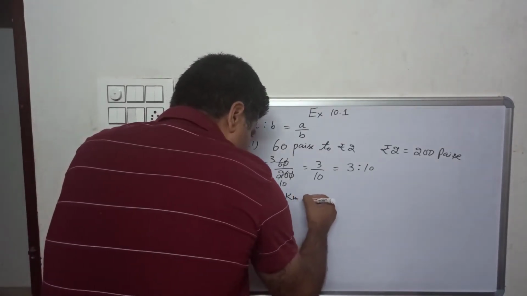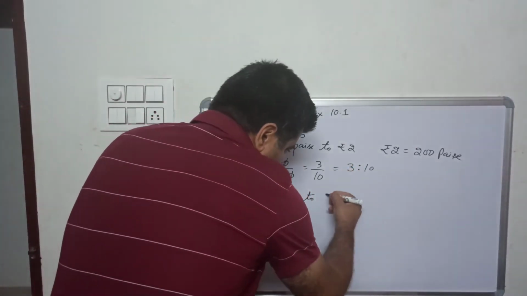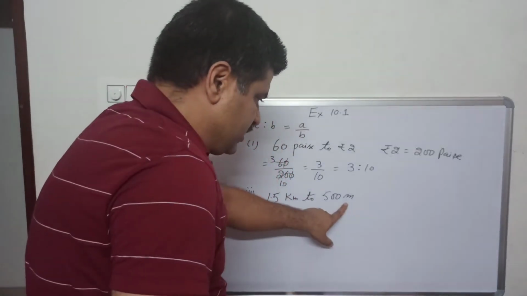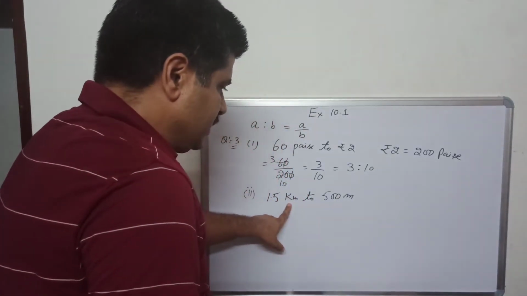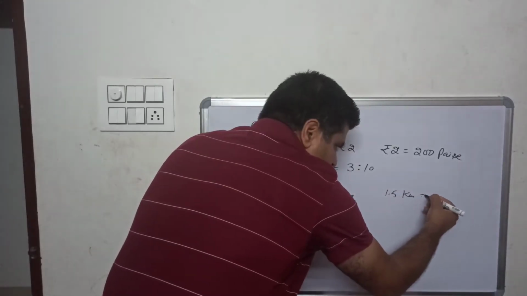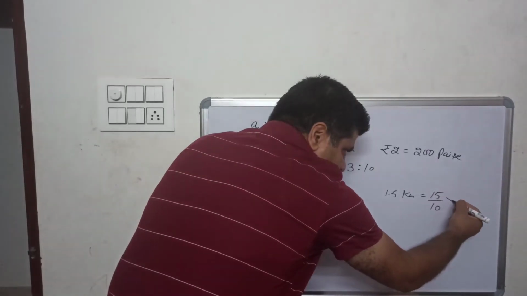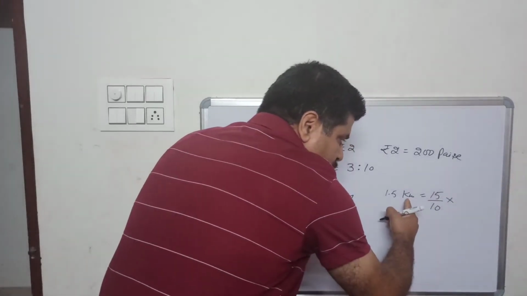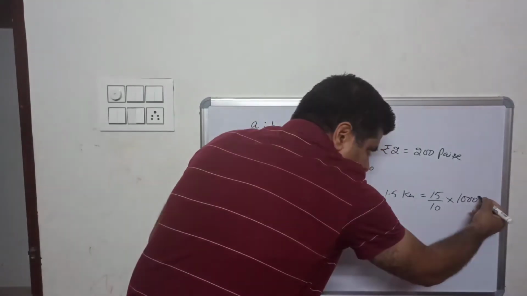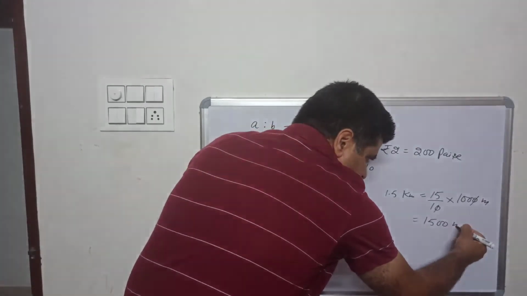Let us take one more example of 1.5 kilometer to 500 meter. Again, units are not same. Let us convert kilometers in meters. So 1.5 kilometer, first you remove the decimal, 15 upon 10 multiply by kilometer. 1 kilometer is 1000 meter. So multiply it by 1000. Cancel out 10 and 10. It is coming out to be 1500 meter.